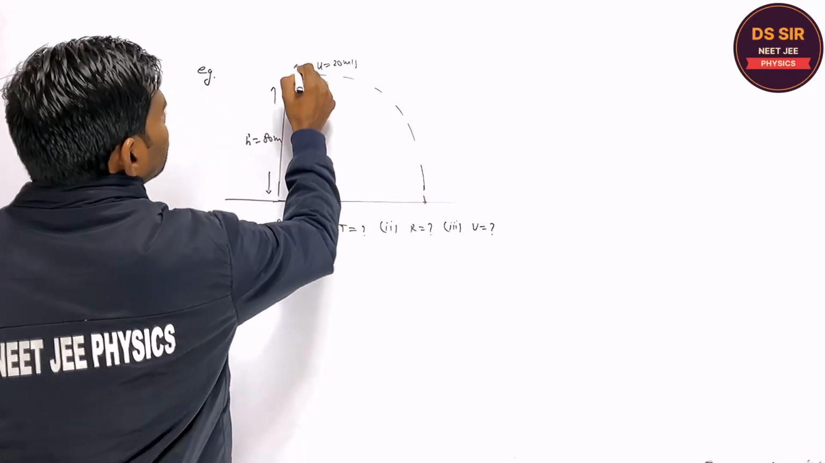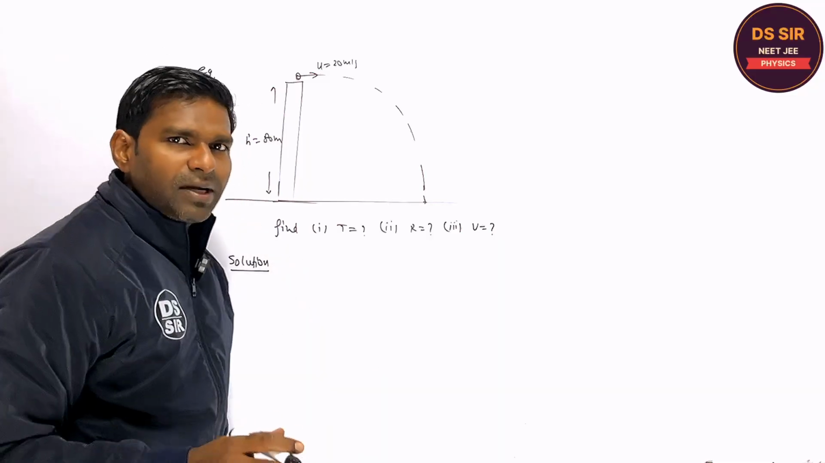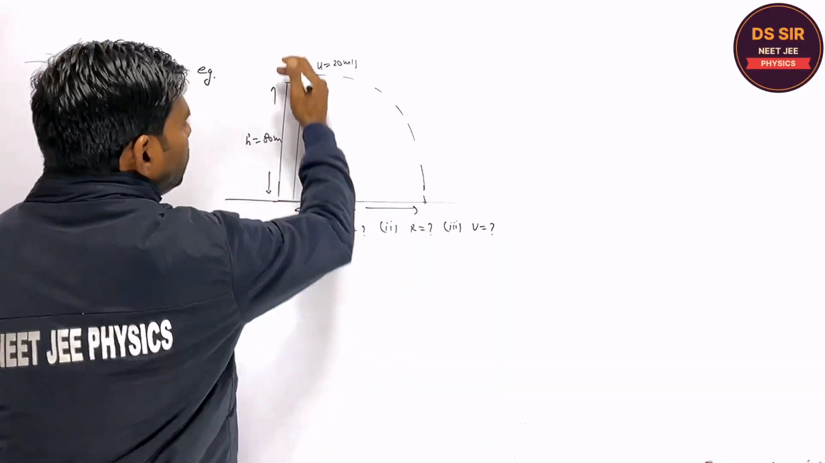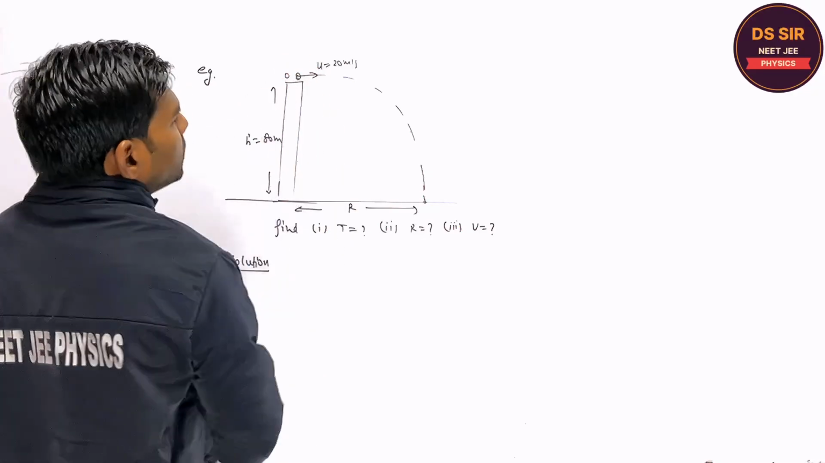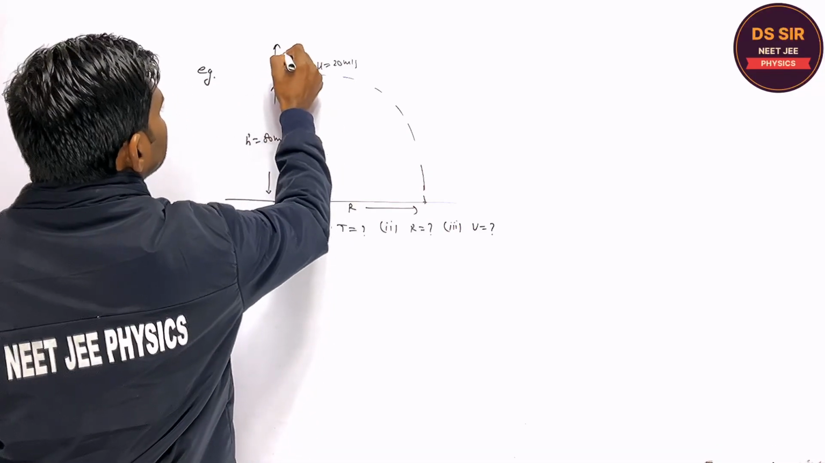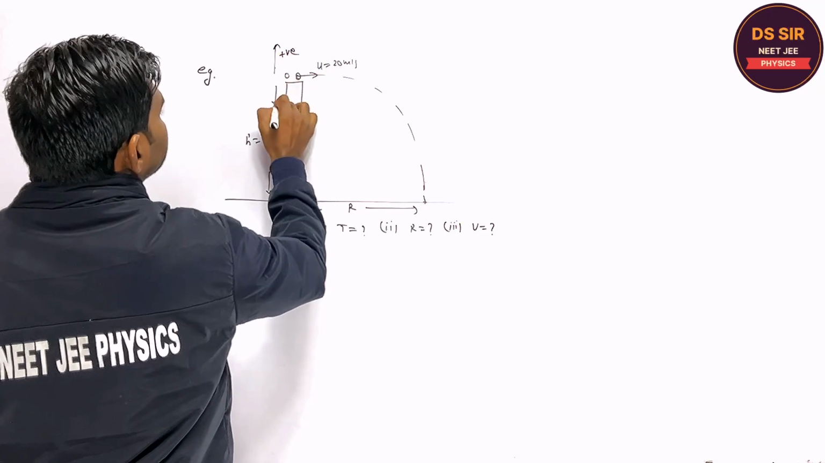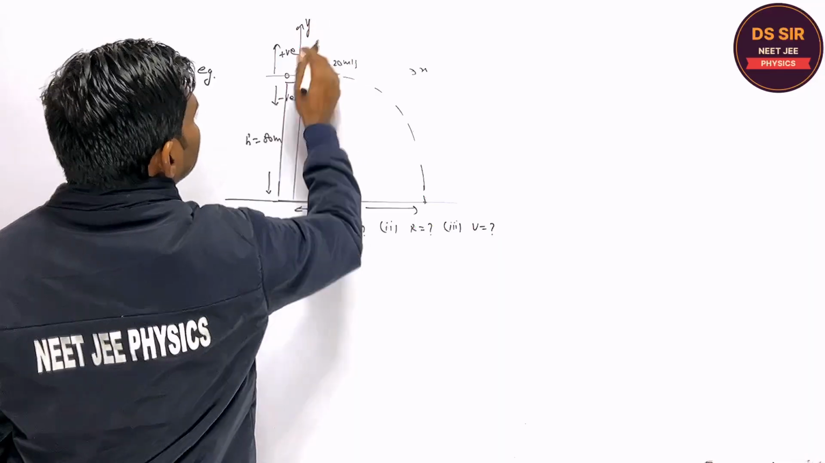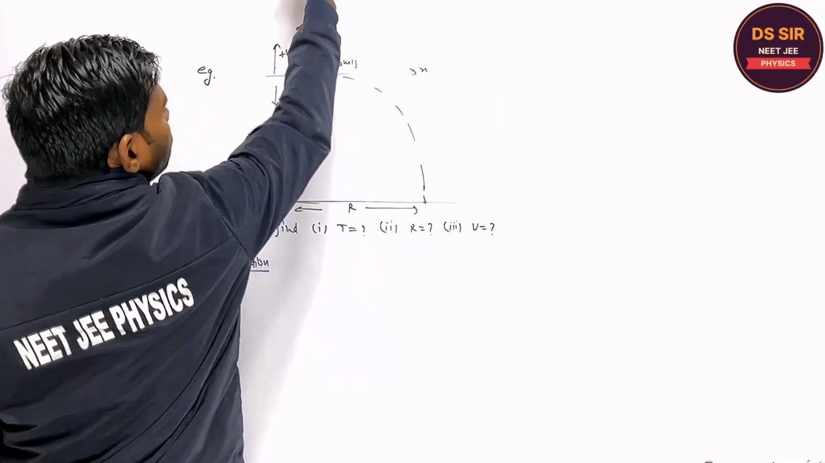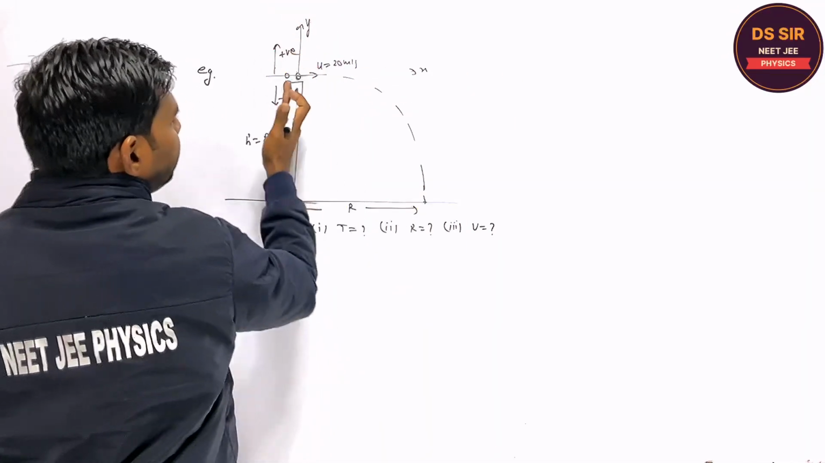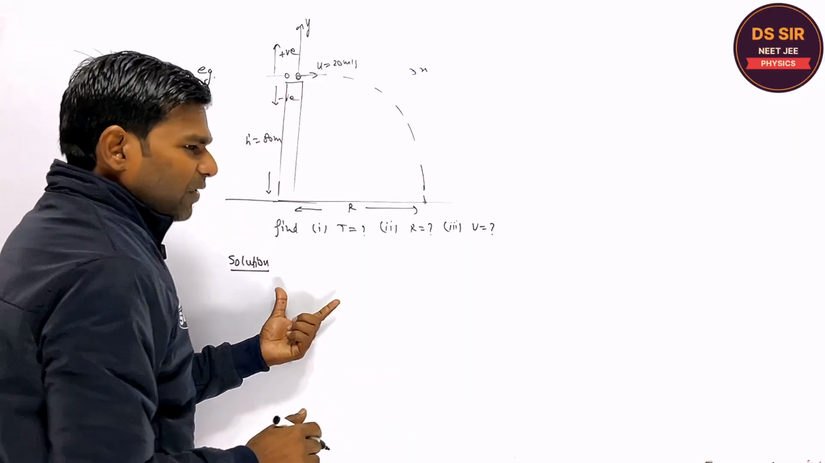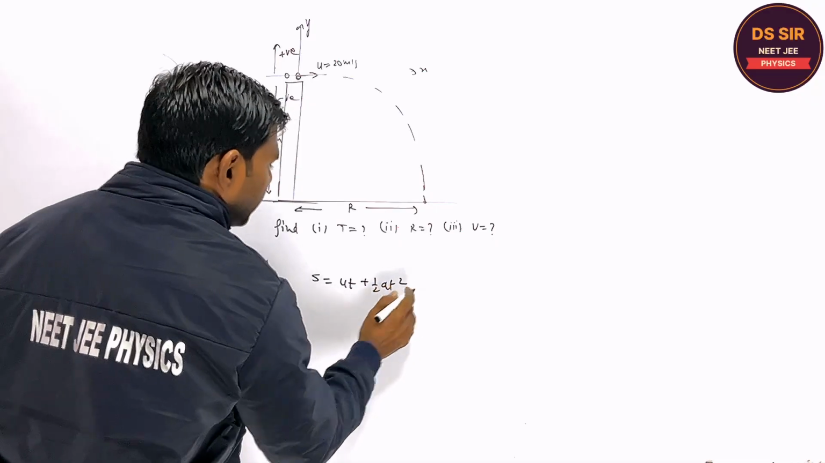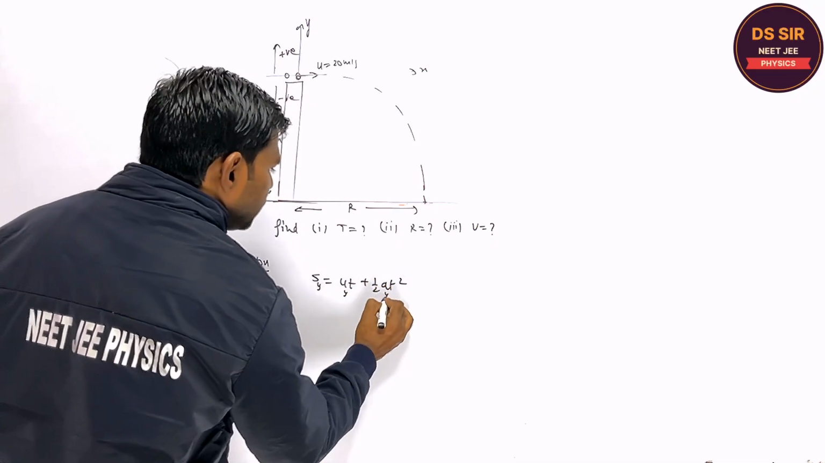To find the time of flight, although this is the h and we have the formula, I will use the equation. Suppose this is the horizontal range, and we know the height. Assume the point of projection to be the origin. This is the positive direction, this is the negative direction. This is the x-axis and this is the y-axis. All right, to find the time of flight, s is equal to ut plus half at square in the y direction.